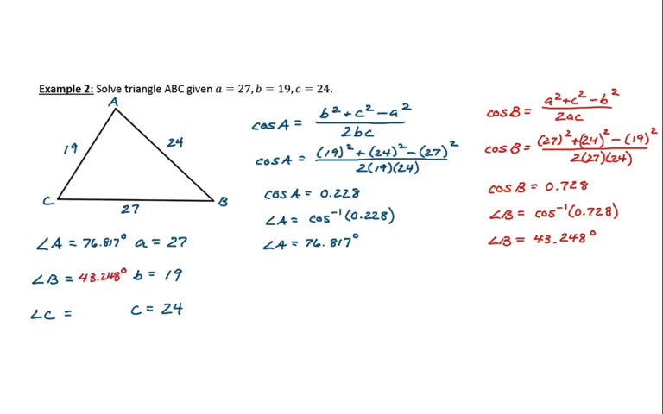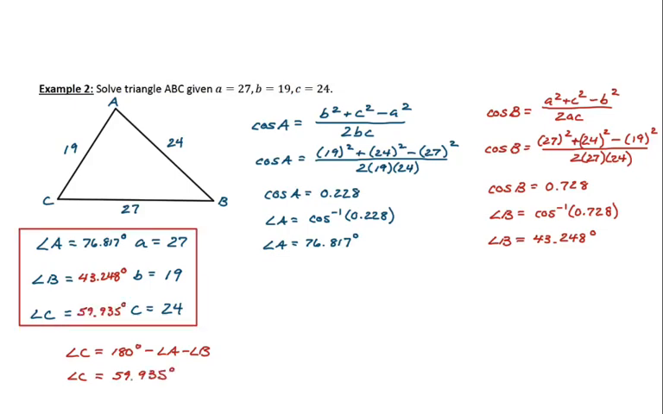And then I have two angles. I can find the third angle by using the fact that they should all add up to 180. So angle C is going to be 180 minus the other two angles. So angle C is going to be 59.935 degrees. And that is a law of cosines when we are given all three sides.